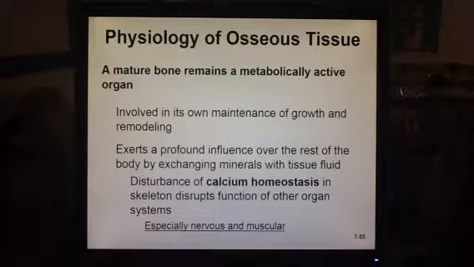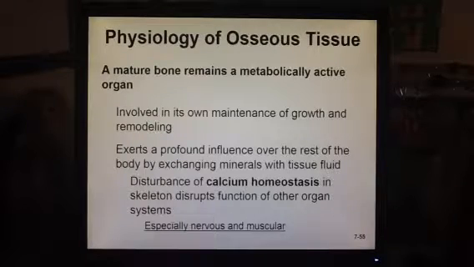So the main point of this video, we're going to talk about the physiology, so basically what the bone is doing. A mature bone is metabolically active. It has to do with its own maintenance, growth, and remodeling, but also with exchanging minerals. And so we're going to talk a little bit about calcium.